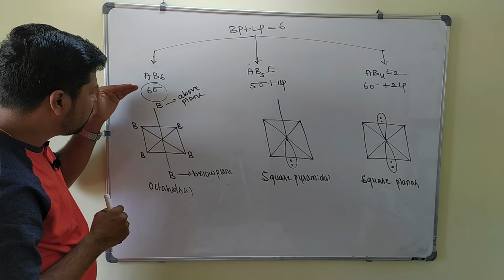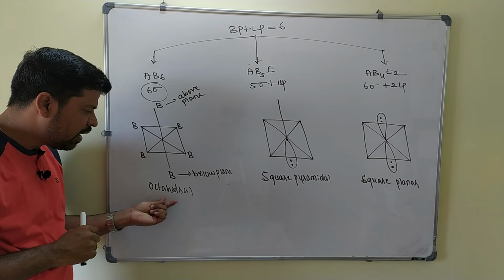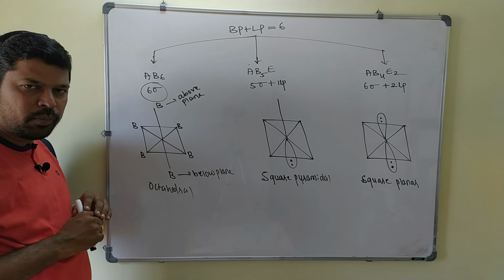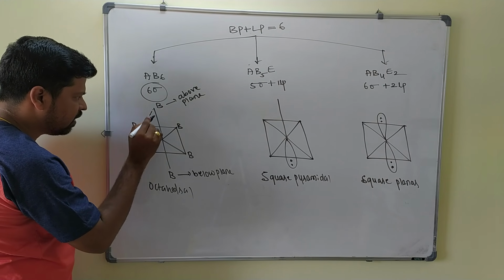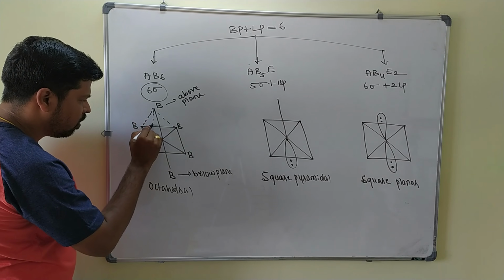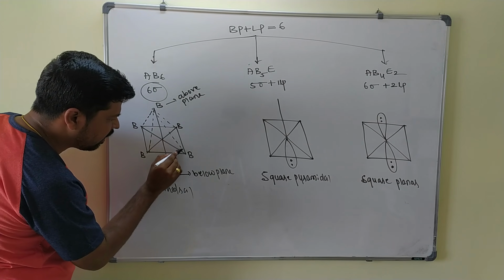Such type of the molecule are said to have what? Octahedral shape. Then the shape of the molecule will be octahedral. If you join the corners of these molecules like this, then you will get an octahedron like this.